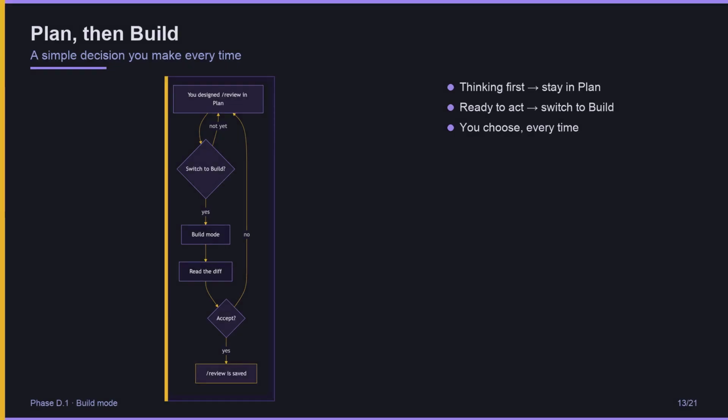Think of it as a simple decision you make before every request. If you want OpenCode to think and propose before anything changes, you stay in plan. If you have read the proposal and you are ready for OpenCode to act, you switch to build. You make that choice consciously, every single time. Nothing happens without your say-so.